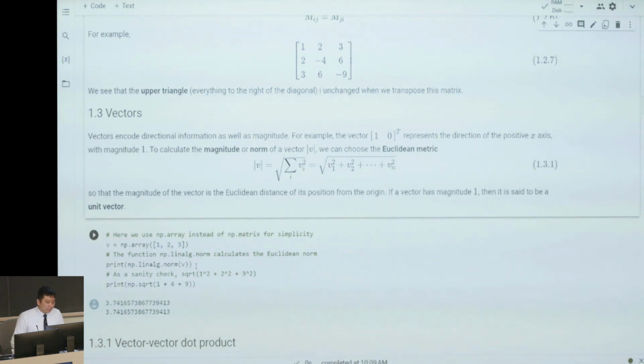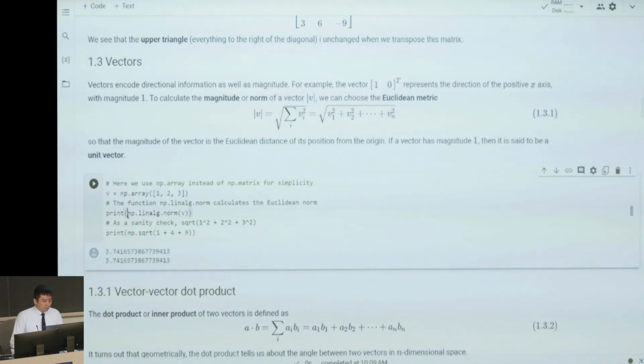So in NumPy, you actually have to go down a few libraries. numpy.linalg.norm implements this function up here. And you can check this number, this norm, manually by just writing the square root of the sum of the squares. So you can see these agree perfectly.